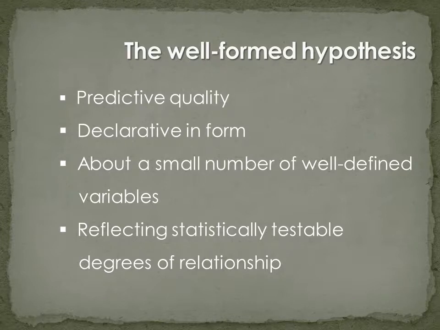When we talk about what constitutes a well-formed hypothesis, we're talking about relatively few criteria, but very important ones. First of all, a hypothesis does have the quality of prediction. That is, it is a statement that something will happen as a result of something else. If A, then B. Hypotheses are implicitly declarative. They are affirmative statements. They may talk about negative relationships, but they are always affirmative in this form. They are not questions. They are not tentative statements. They are assertions about the world.